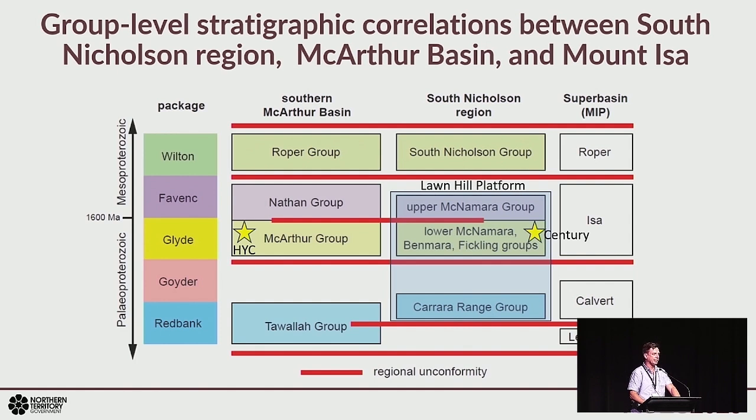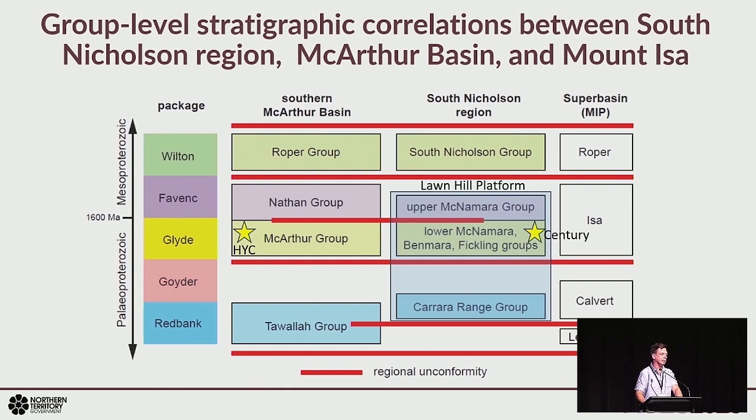And so this diagram basically shows how all of those things correlate with each other. And I've highlighted on here with a couple of stars the stratigraphic position of HYC, which we just heard about, and also the Century deposit, which is to the east of Mount Drummond in Queensland.